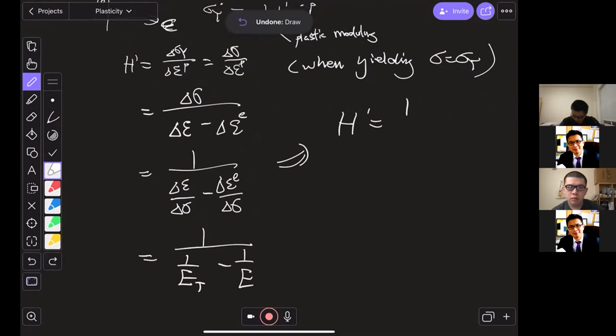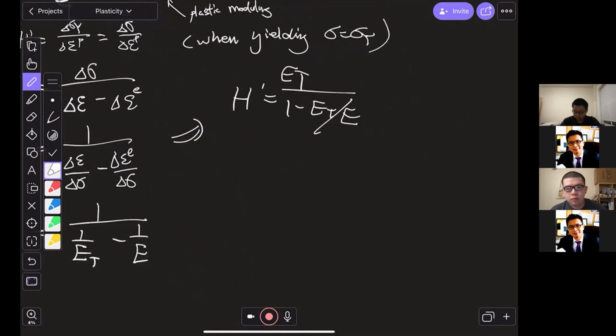H prime is actually equal to ET divided by 1 minus ET divided by E. Okay, or another way to write it, ET would actually be equal to H prime divided by 1 plus H prime divided by E.